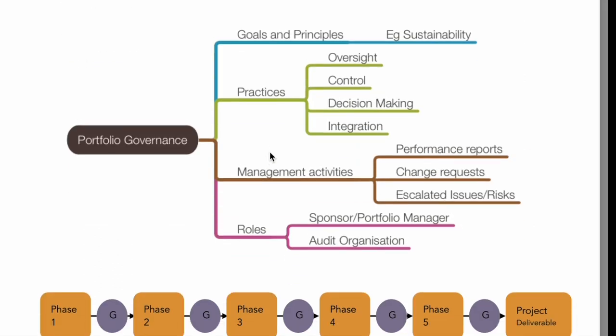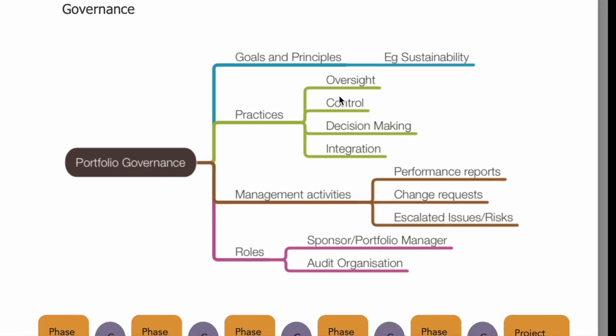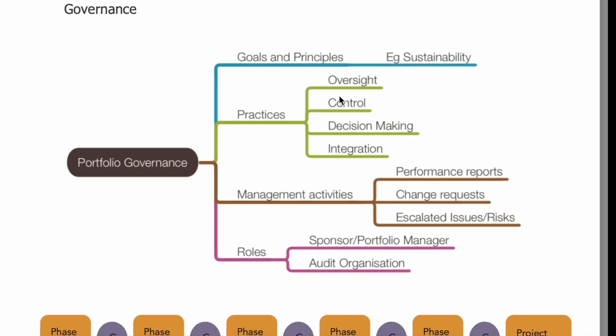If you look at portfolio governance, we would look at goals and principles. How do the senior managers look at the portfolio? There are certain principles, and these are decision principles. For example, in case I have two choices, which one would I go with? It could be sustainability, work-life balance, going green, whatever is the portfolio vision, or making profits. The practices are oversight, control, decision-making, and integration.